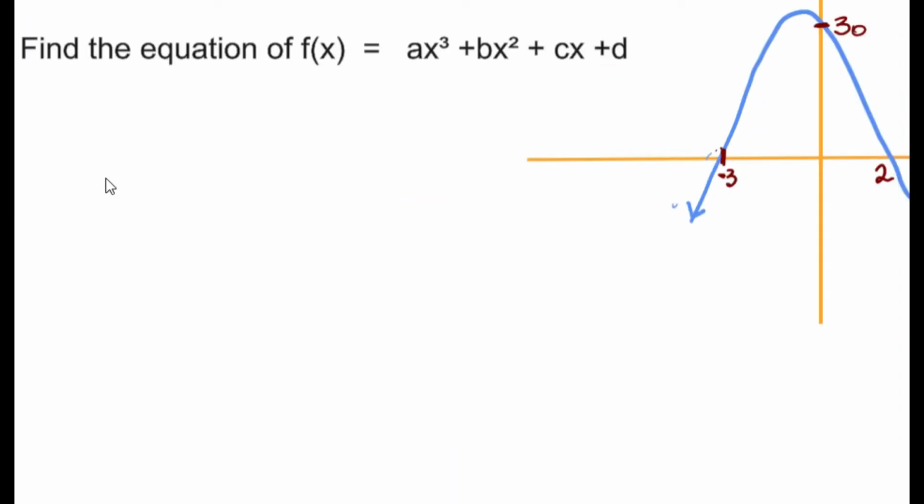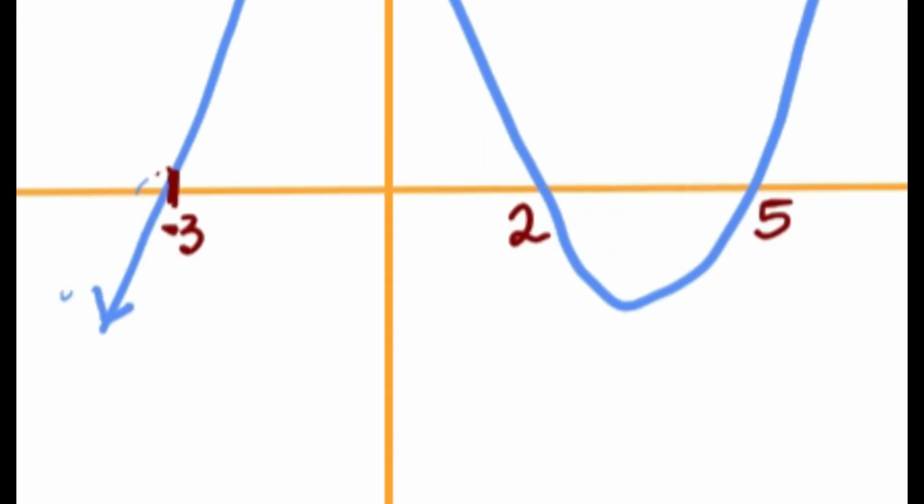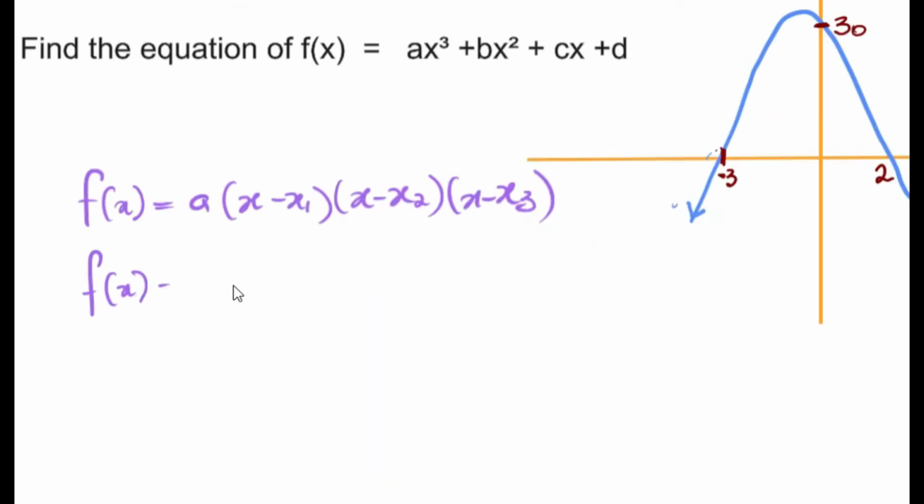And this form is, now x1, x2, and x3 represent the x-intercepts we see in our cubic function. So what we just need to do is substitute these values into the equation.